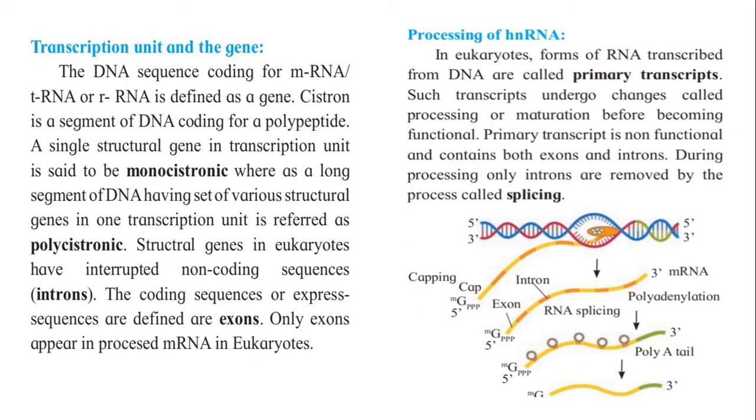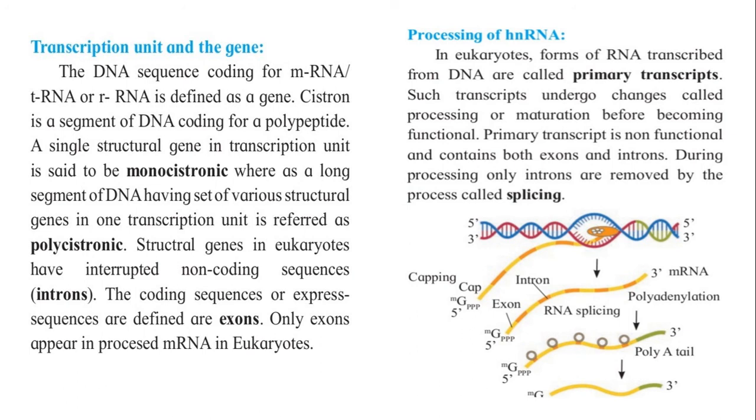polycistronic. Structural genes in eukaryotes have interrupted non-coding sequences. The coding sequences or expressed sequences are defined as exons. Only exons appear in processed messenger RNA in eukaryotes.